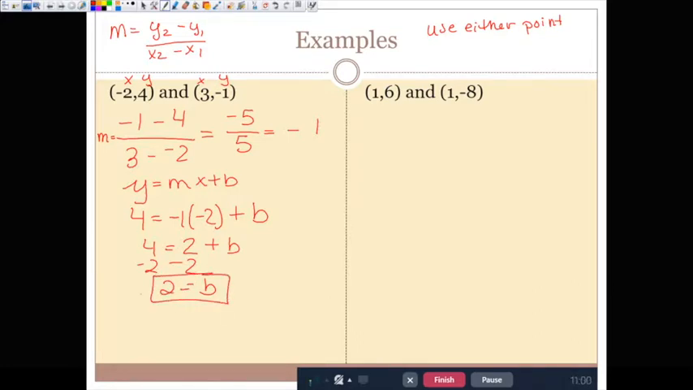But I'm not done yet. So now that I have my m and my b, I can write my equation. So y equals m, negative 1, so I'm just going to do negative x, plus b, which is 2.